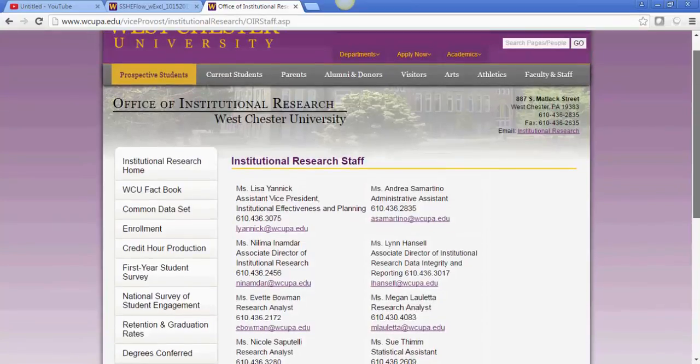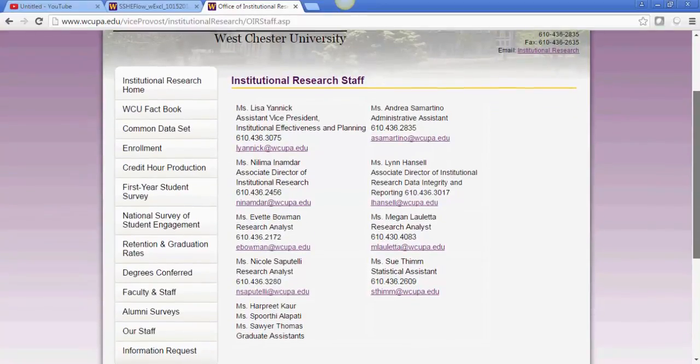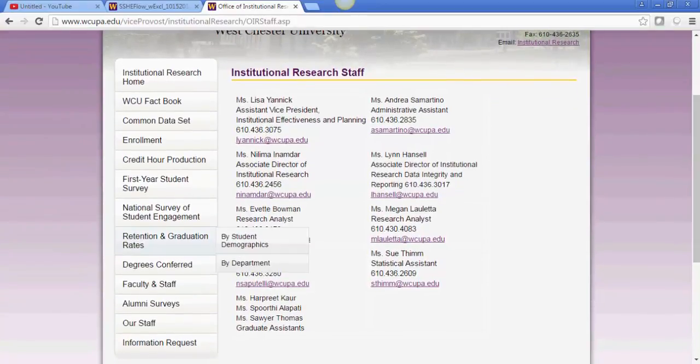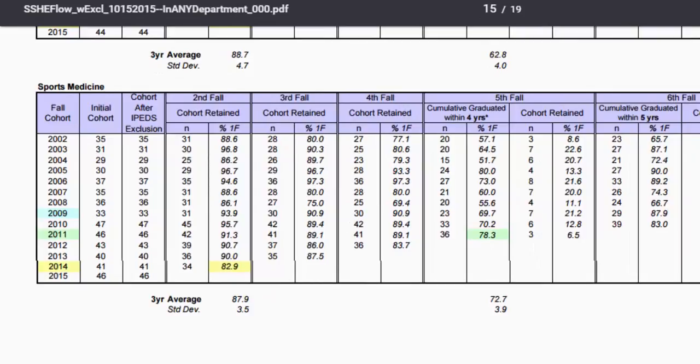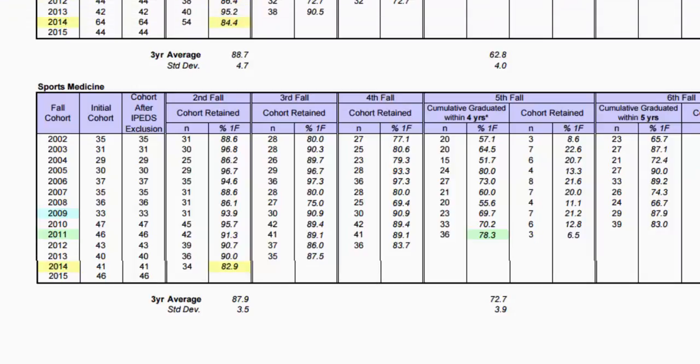So here we are on our Office of Institutional Research website. As you can see, we have a link. Now this might not be like your institution, but we have a nice link that looks at retention and graduation rates by student demographics and also by department. So if I want to pull up the by department, I would just click on that. So here we are at the Department of Sports Medicine, my home department. And if I look at this information, I'm looking at the cohort retained by the second fall, which means, for the individuals that come in 2014, the second fall retention rate for my department is 82.9.